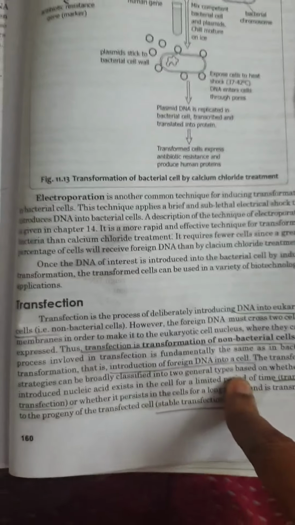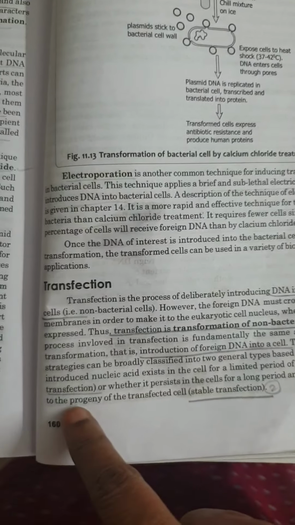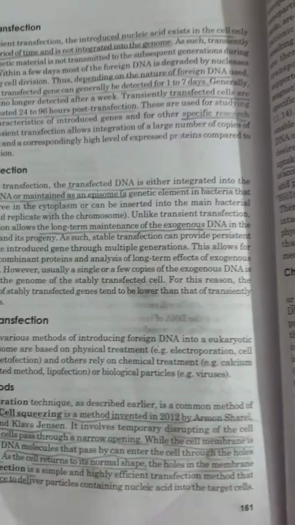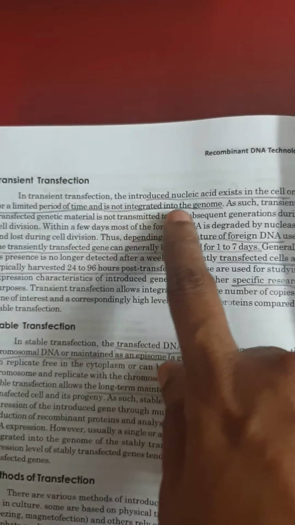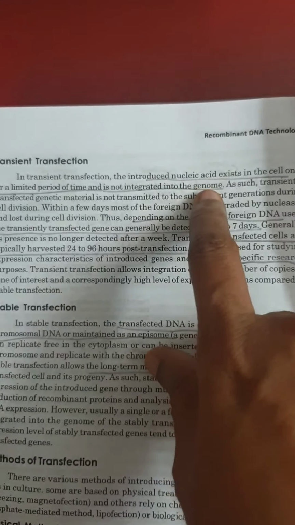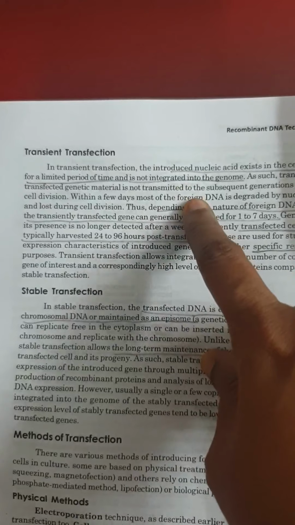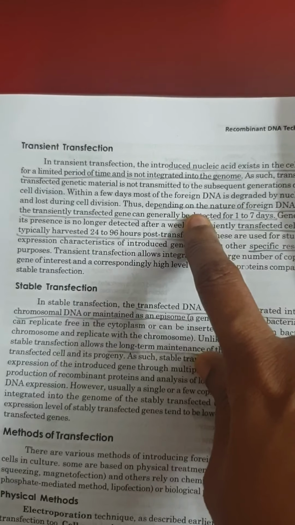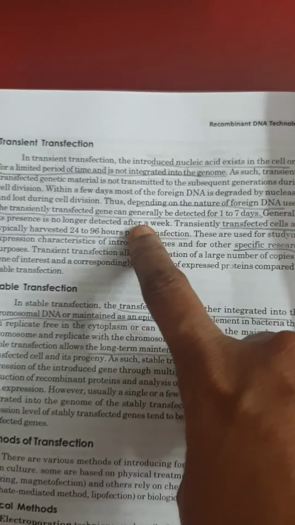There are two strategies for transfection. One is transient transfection and the other is stable transfection. In transient transfection, the foreign DNA remains in the eukaryotic cell only for a limited period of time, about 1 week, and after that it will be destroyed by the nucleases present in the cell.